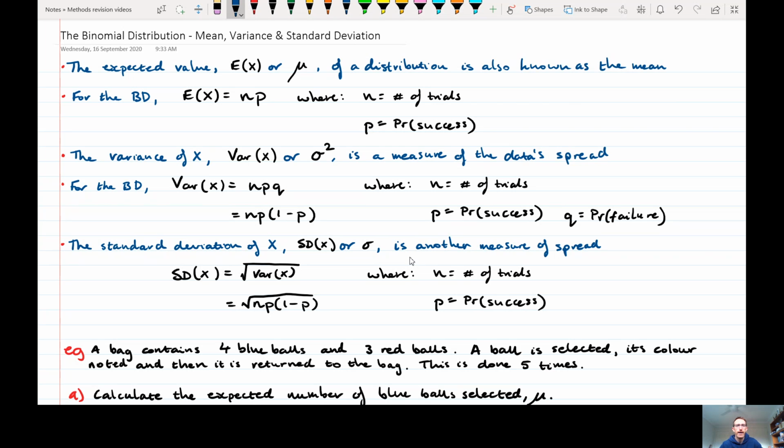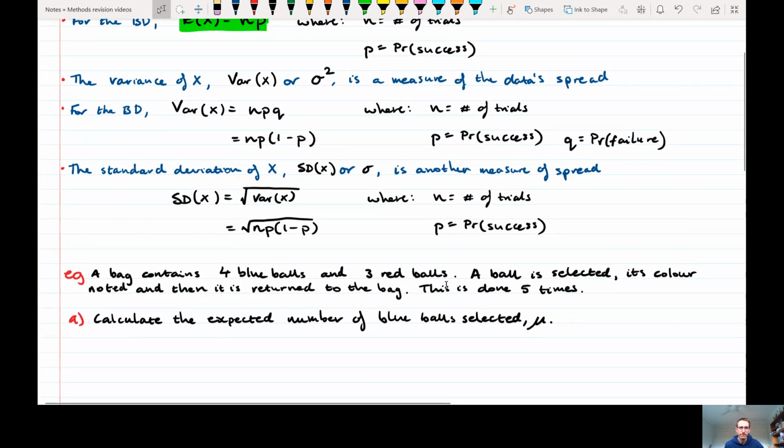Okay, so E(X) like that is known as the mean or expected value. It can also be given this symbol here, which is mu, the Greek letter mu. But anytime you say E of X or mu, that means the mean, np. Well, it's np for a binomial distribution at least.